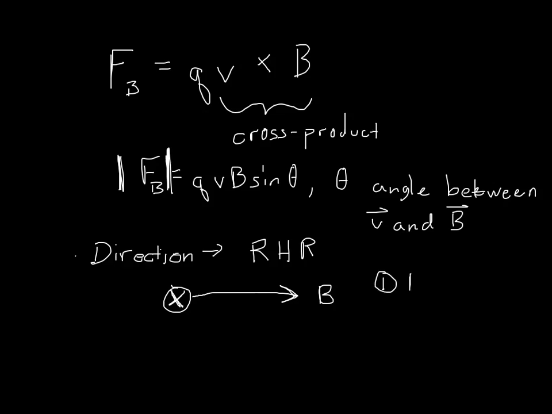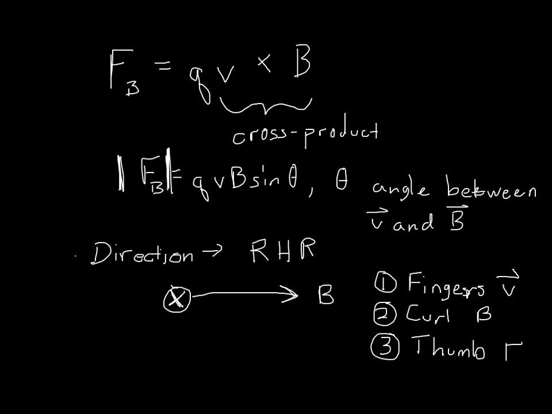First, I'm going to point my fingers in the direction of V. Fingers go toward V. And then I'm going to curl my fingers in the direction of B. And finally, my thumb will point towards F. And if I do this, point my fingers in the direction of V, so I point my fingers into the screen, into the board, I curl my fingers in the direction of B, then my thumb will point in the direction of F. And this is what I get.